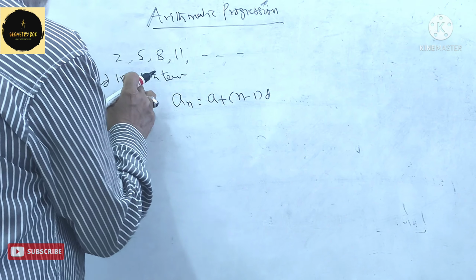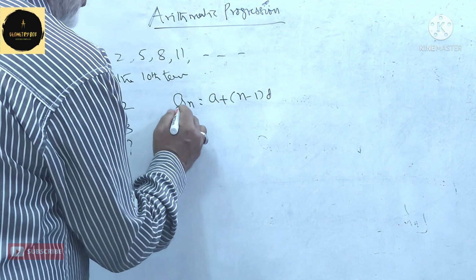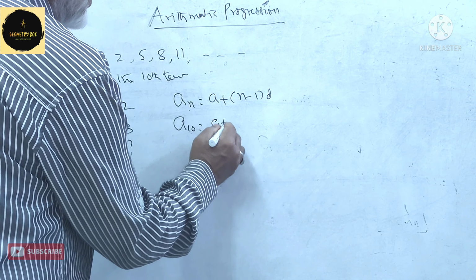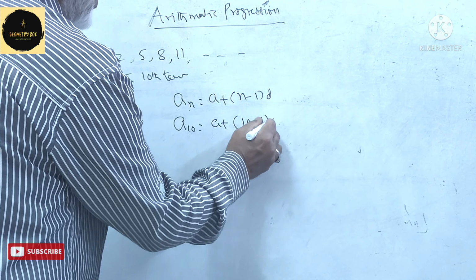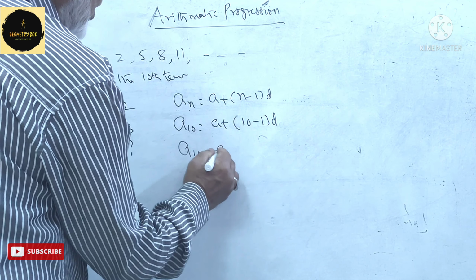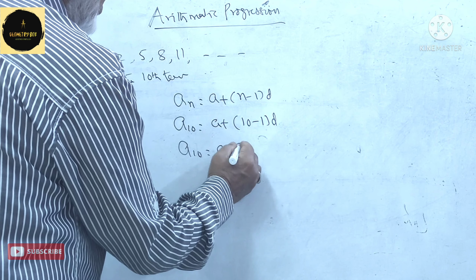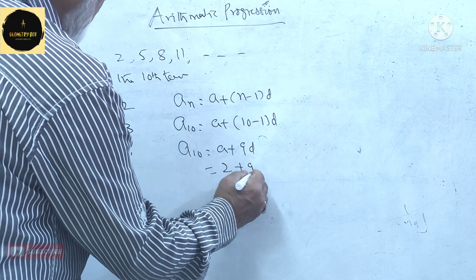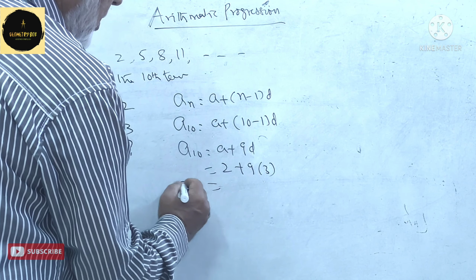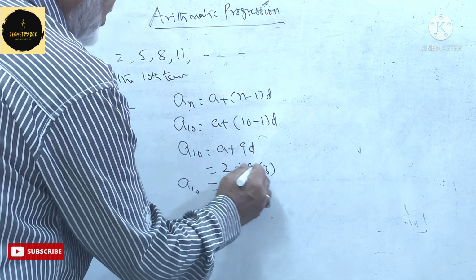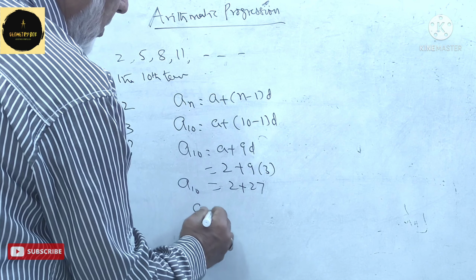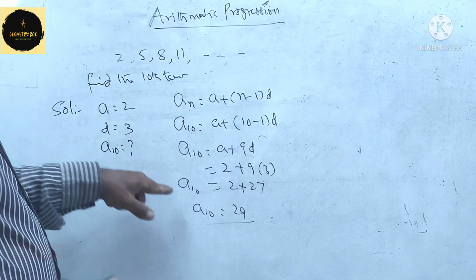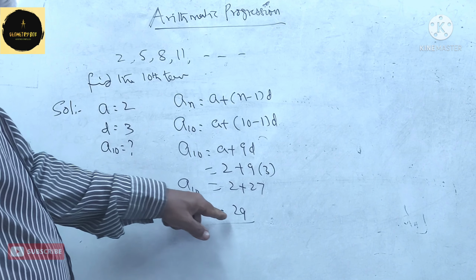First write an is equal to a plus n minus 1 into d, where the value of n is 10. In the place of an, write a10. Then a plus 10 minus 1 into d, or a10 is equal to a plus 9d. Then substitute the value of a, which is 2, and the value of d, which is 3. Then a10 is equal to 2 plus 9 times 3, which is 27, so a10 is equal to 29.